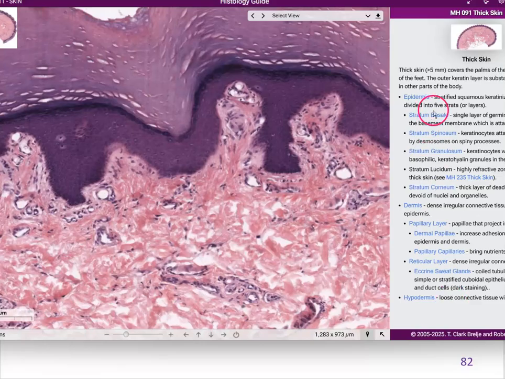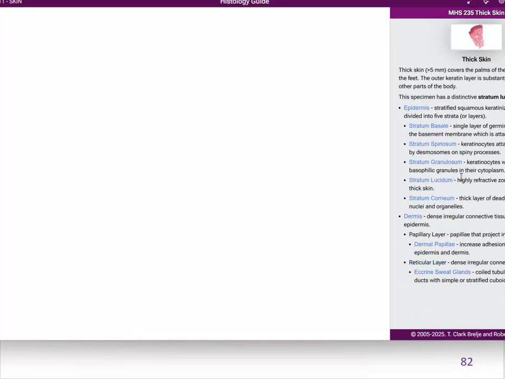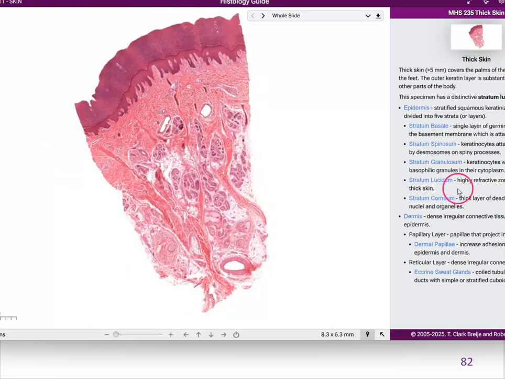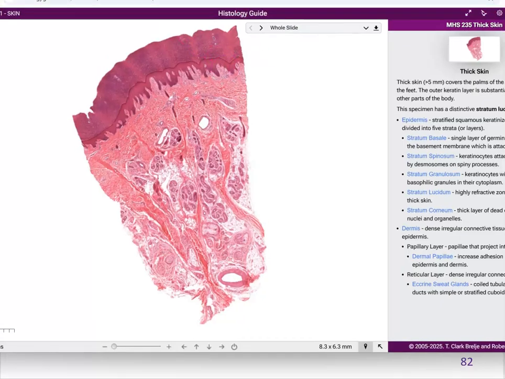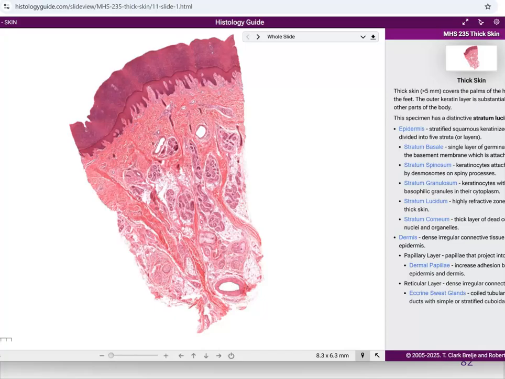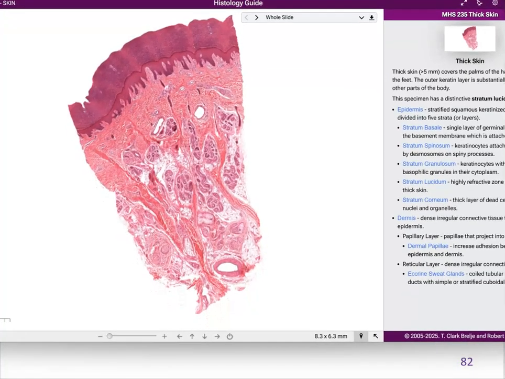Sorry, this is histologyguide.com. Yeah. This is maybe my favorite site on the whole internet. The internet is not an exciting place anymore. So Histology Guide can win. Great.